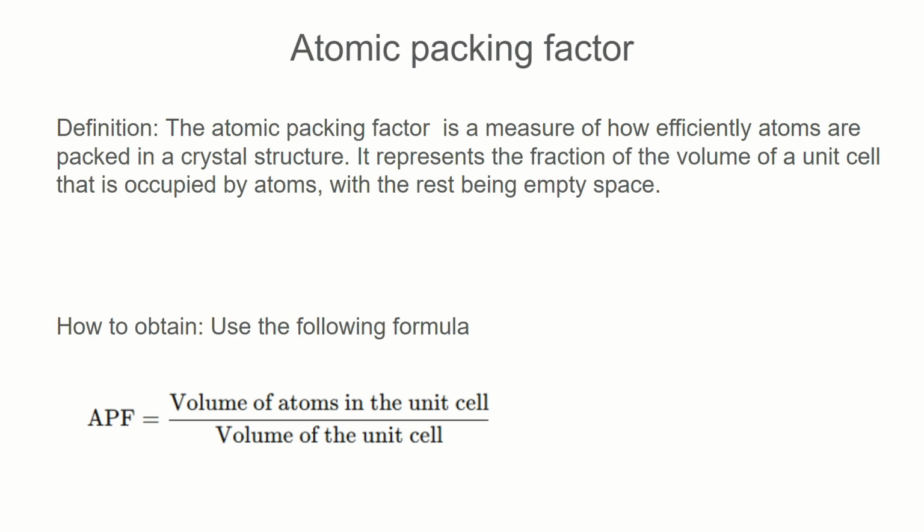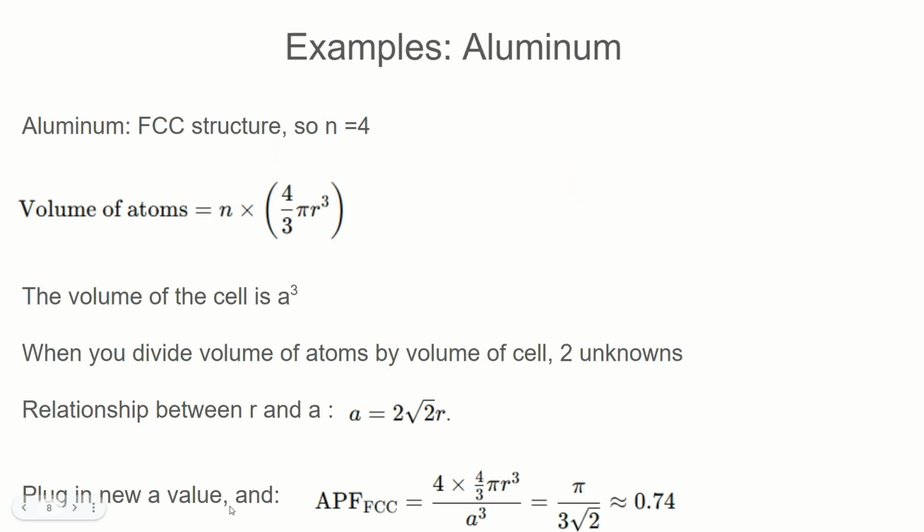So now, the atomic packing factor is a measure of how efficiently atoms are packed in the crystal structure. The way we find the APF is by taking the volume of atoms in the unit cell and dividing it by the volume of the unit cell. So for aluminum, as determined earlier, it was an FCC structure, so N is equal to 4. We just plug in 4 for N in this equation, and that's the top half of the equation. The volume of the cell is a cubed.